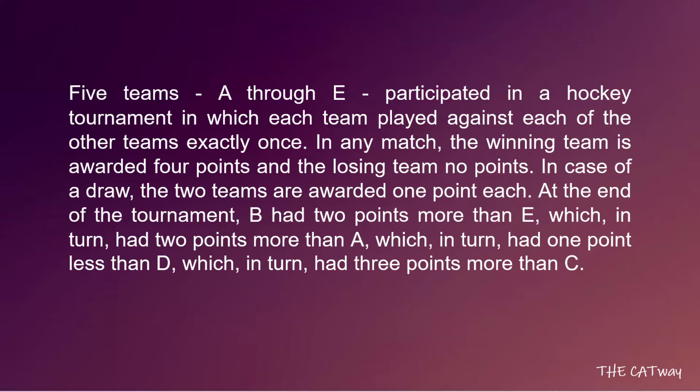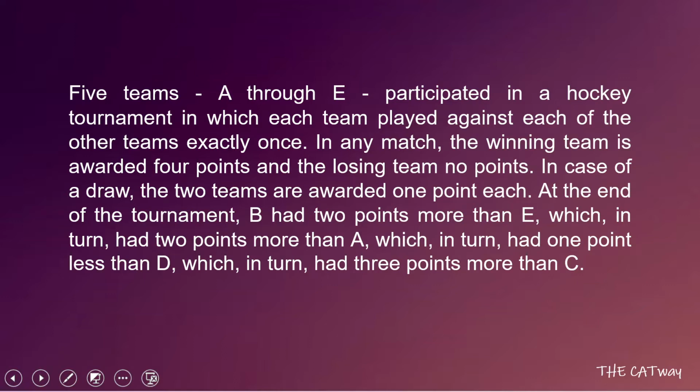So the question says that 5 teams A through E participated in a hockey tournament in which each team played against each of the other teams exactly once. In any match, the winning team is awarded 4 points and the losing team no points. In case of a draw, the two teams are awarded 1 point each. At the end of the tournament, B had 2 points more than E, which in turn had 2 points more than A, which in turn had 1 point less than D, which in turn had 3 points more than C. So how do we start this set?